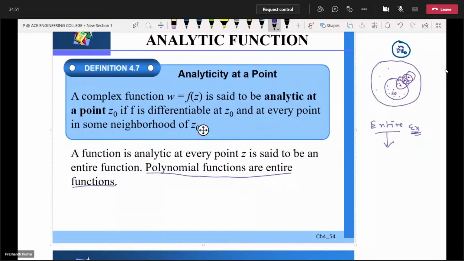But both are same. Analytic at a point means what? The function is differentiable at that point. And if f is differentiable at z naught.